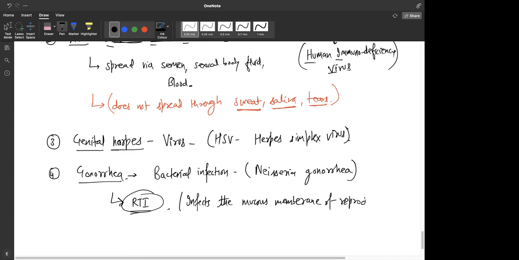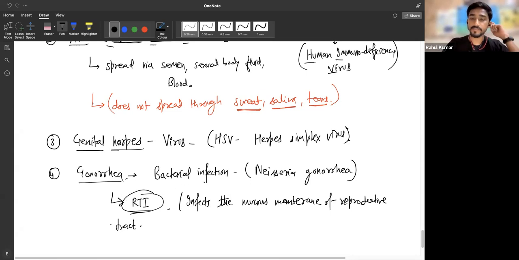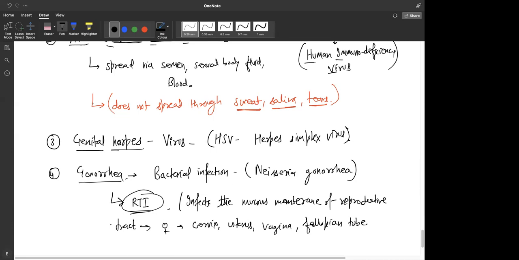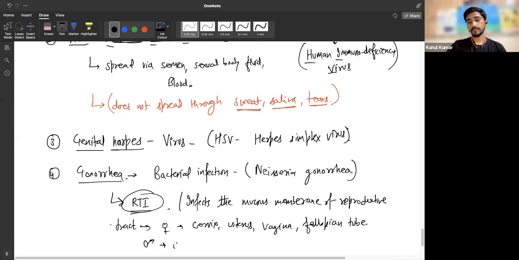Sir, but I have heard that eyes also have gonorrhea sometimes. Yes, that also has a mucous membrane. It can spread to other mucous membranes, but if it does not spread, it can stay in the reproductive tract. Then also it does the same thing. It infects the mucous membrane and causes infection there. In females, it affects the cervix, uterus, vagina, fallopian tube, because all of it has a mucous membrane, correct? Yes. And also the urethra. In males, it affects the urethra. It does not affect testes and ovaries, okay? But it affects the urethra in males and females both, and the cervix, uterus, vagina, fallopian tube in females.